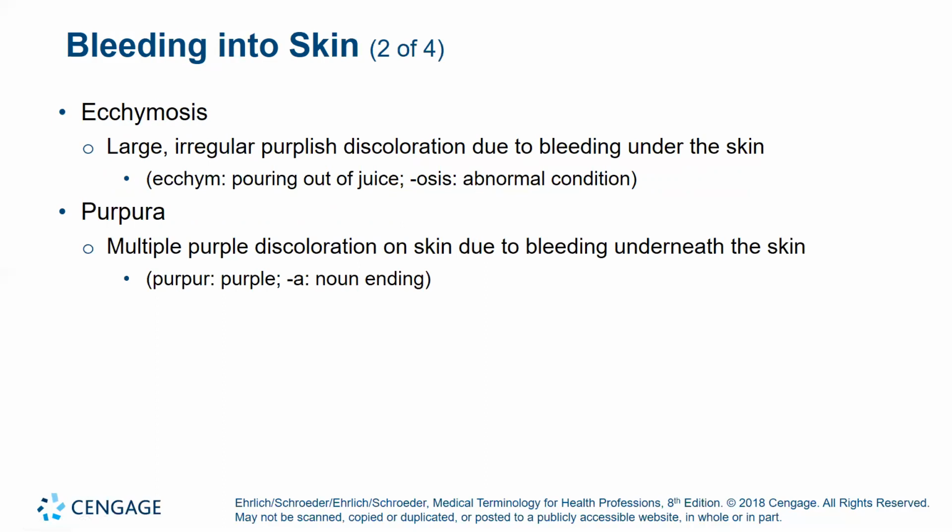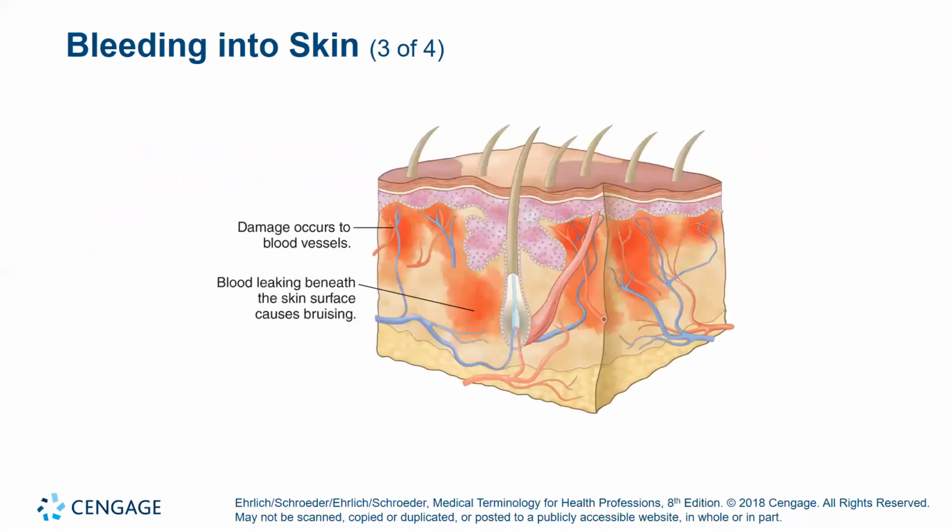Purpura is multiple purple discoloration on skin. And this is due to bleeding underneath the skin. Now let's take a look here at this. This is a cross section of the skin showing the bleeding under the skin causing ecchymosis. So you can see the damage occurs to blood vessels, and then your blood is leaking beneath the skin surface, causing the bruise.